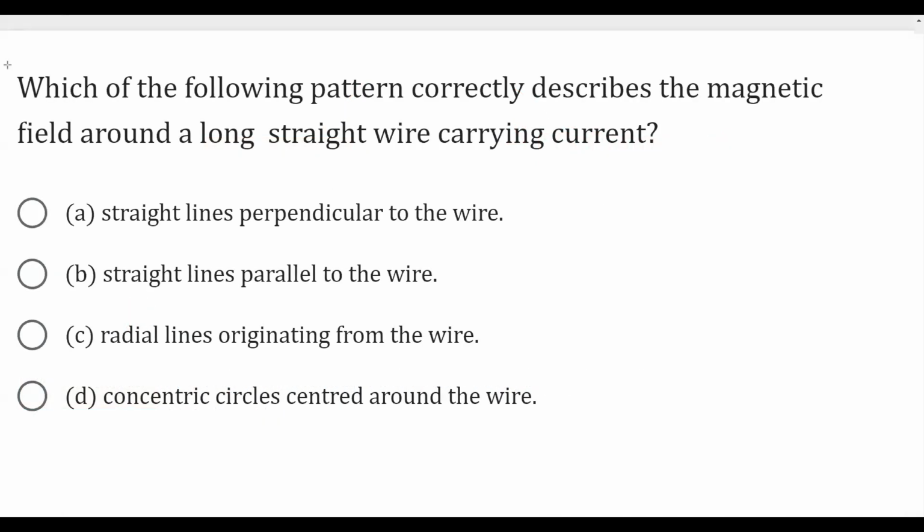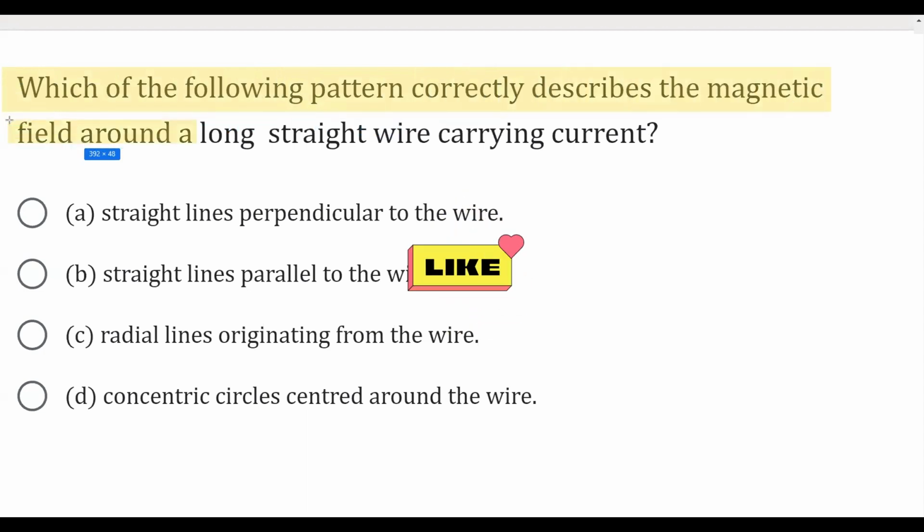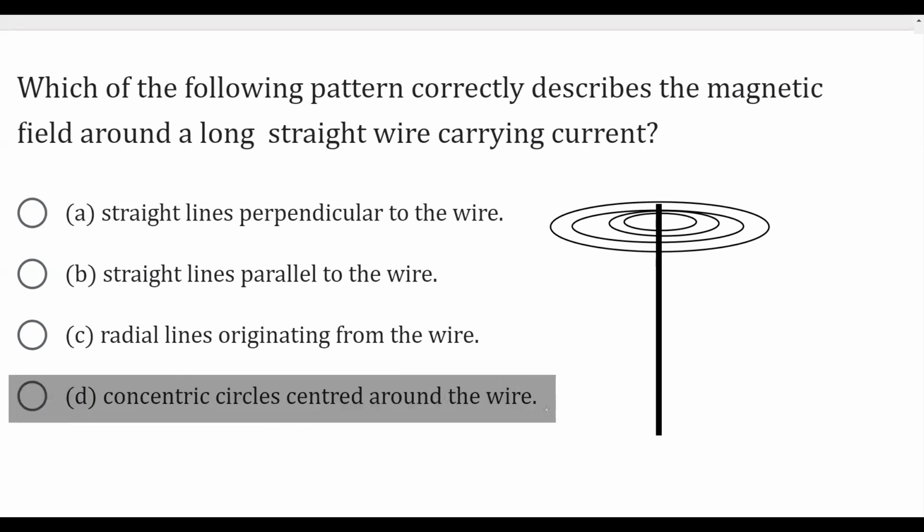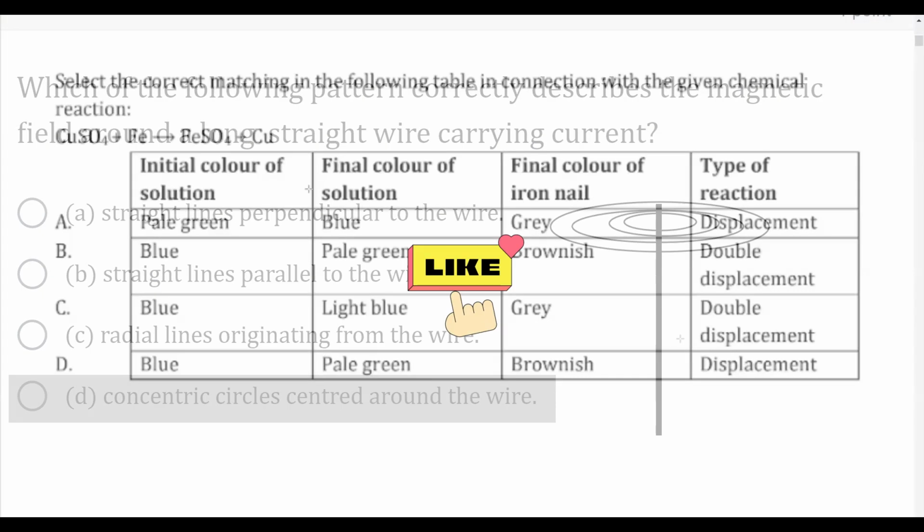Let's move to the next. In the next question, it says, which of the following patterns correctly describes the magnetic field around a long straight wire? If you remember the right hand thumb rule, let's say this is a long straight current carrying conductor, and the magnetic field produced around it is concentric circles, right? So I can see that the option is this, from the right hand thumb rule. Let's move to the next.